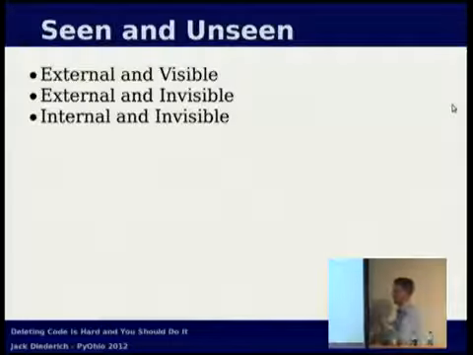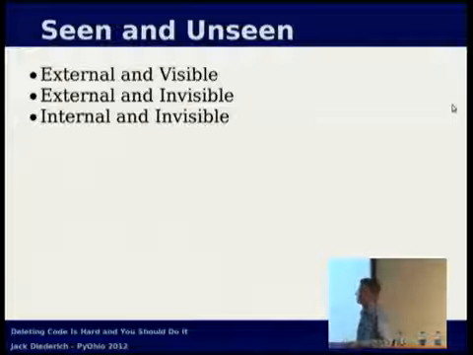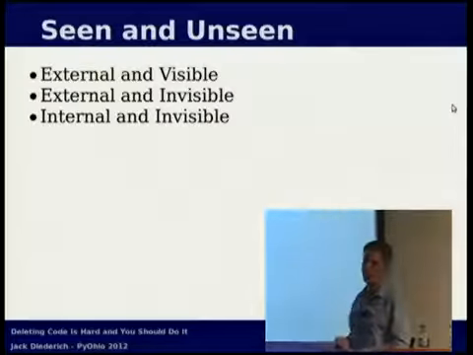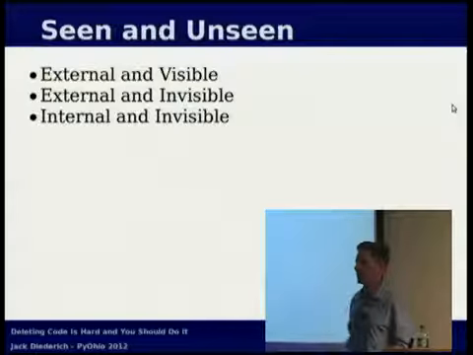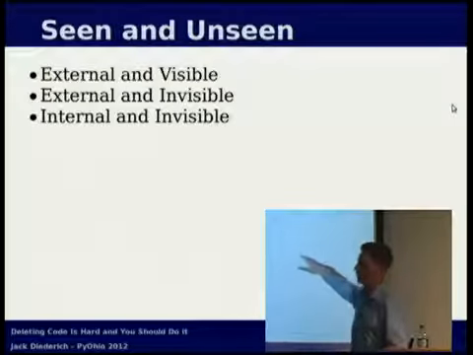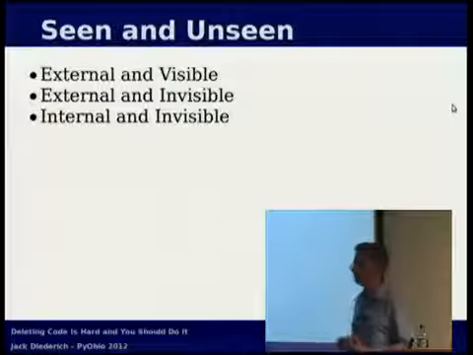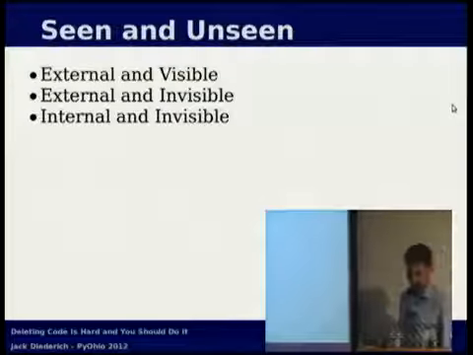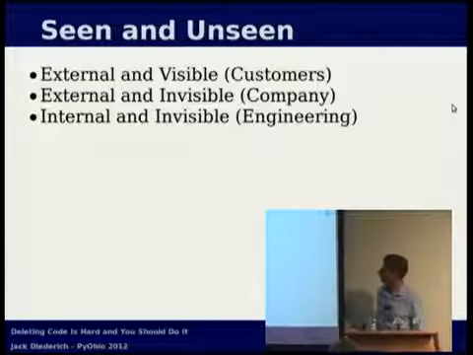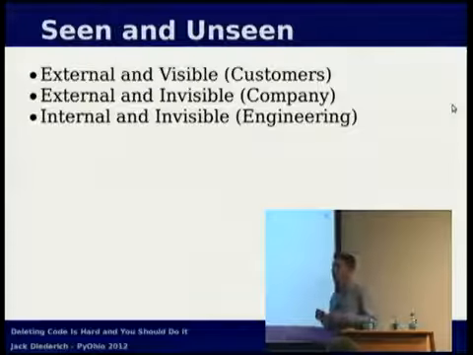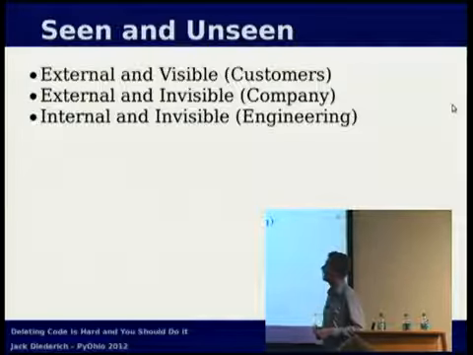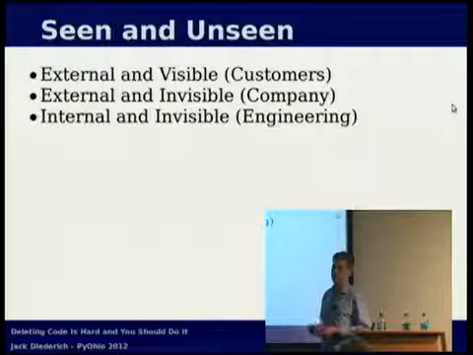So that's all the scene stuff. That is external and visible. The front end is what the visitors to our customers' websites see. And that dashboard thing is what our actual paying customers see. So external and visible is what our customers see. External and invisible is what people only inside our company see.